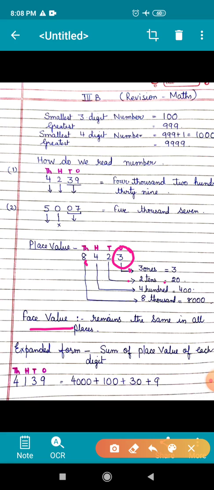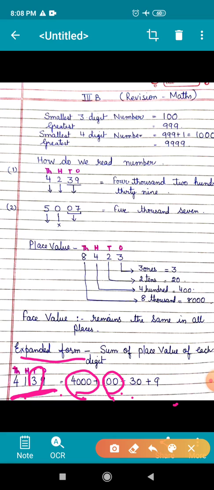Okay, now expanded form. Children, in expanded form we write the sum of place values of each digit. Okay, sum means plus, with the plus sign. Here the first number is 4139, and here we have to write the expanded form. As you all know, 4 is on thousands place, so we write 4000, then plus sign. 1 is on hundreds place, so 100, plus sign.